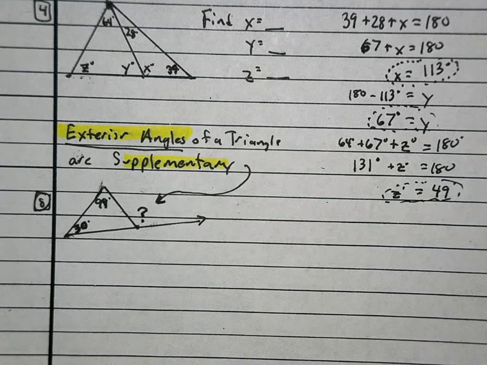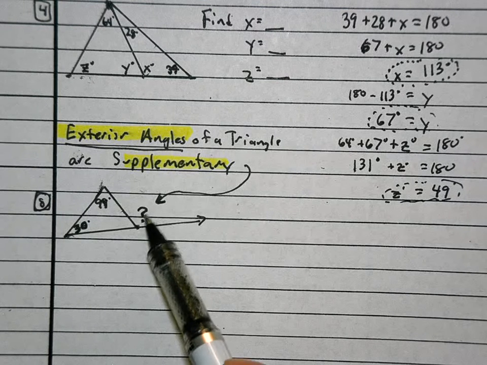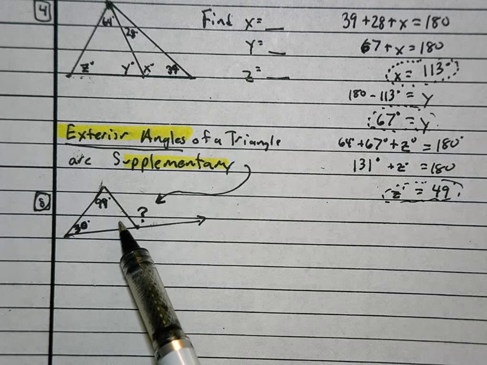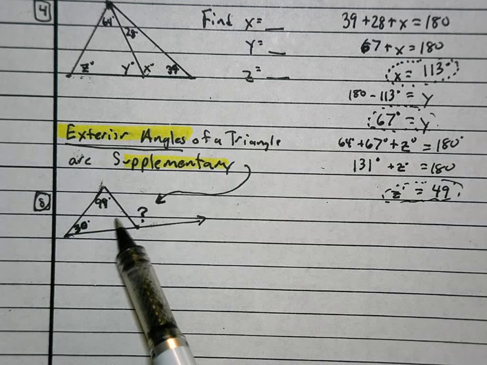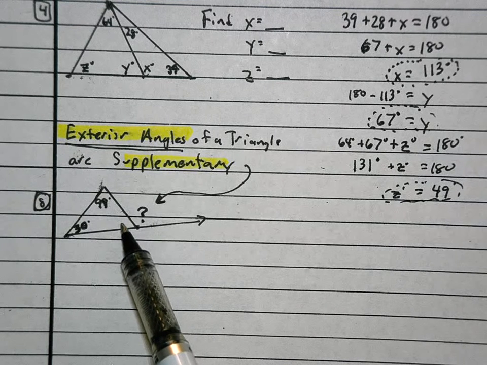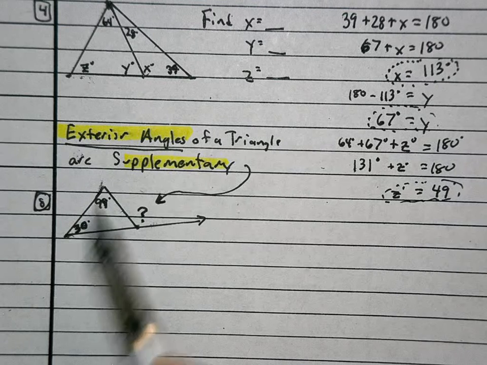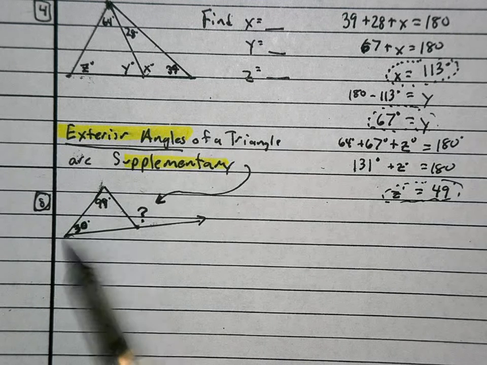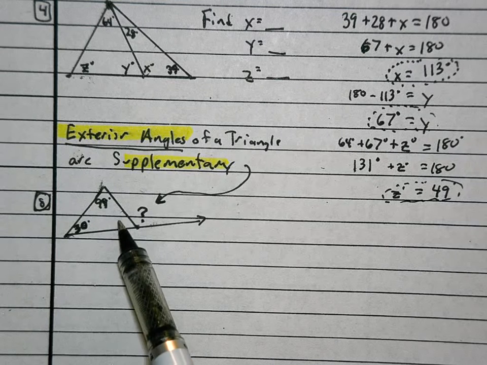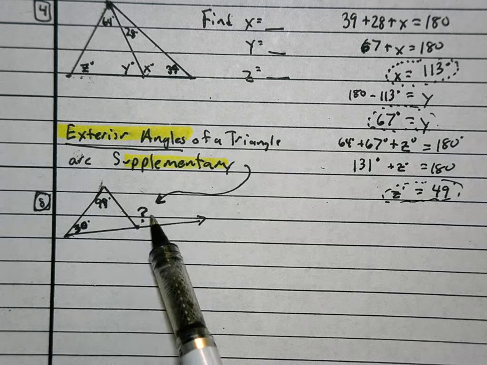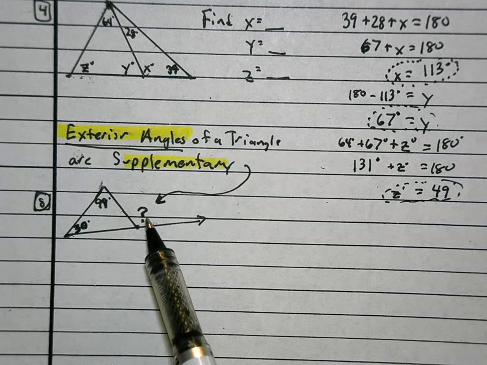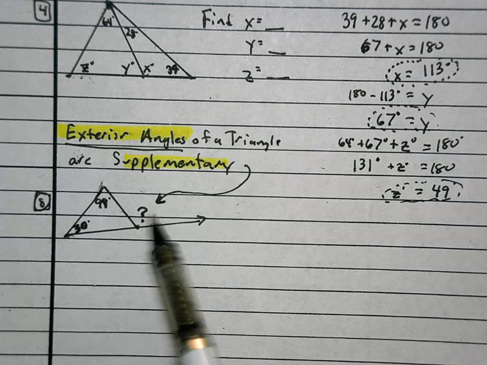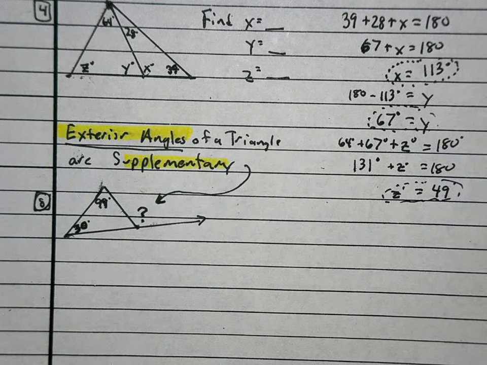So how are we going to do it? You can do it in two ways. It's supplementary. This angle is supplementary with which angle? This one right here. You're going to have to find this one first by doing what we learned before. You have to add these up to 180 degrees, figure out what this angle is, and then this one also should be supplementary to that angle there. Does that make sense?